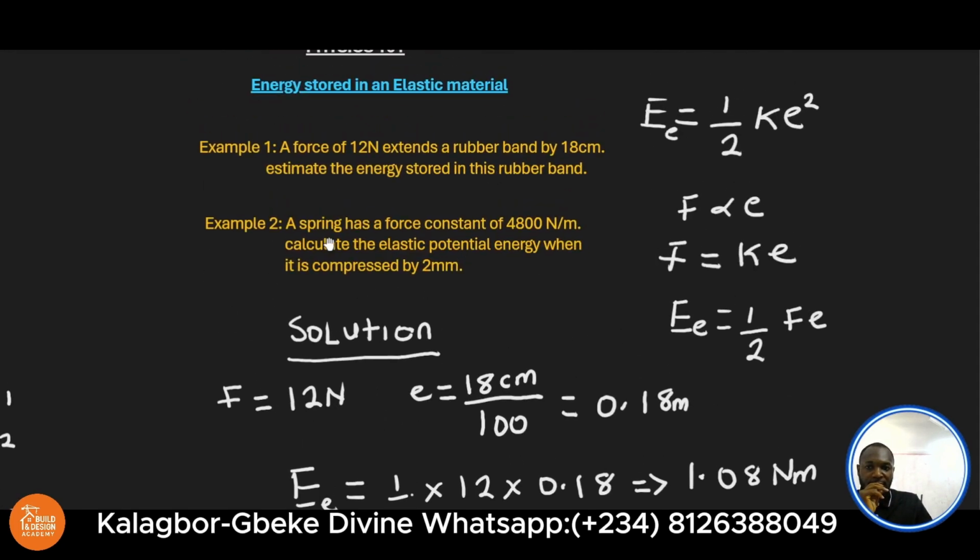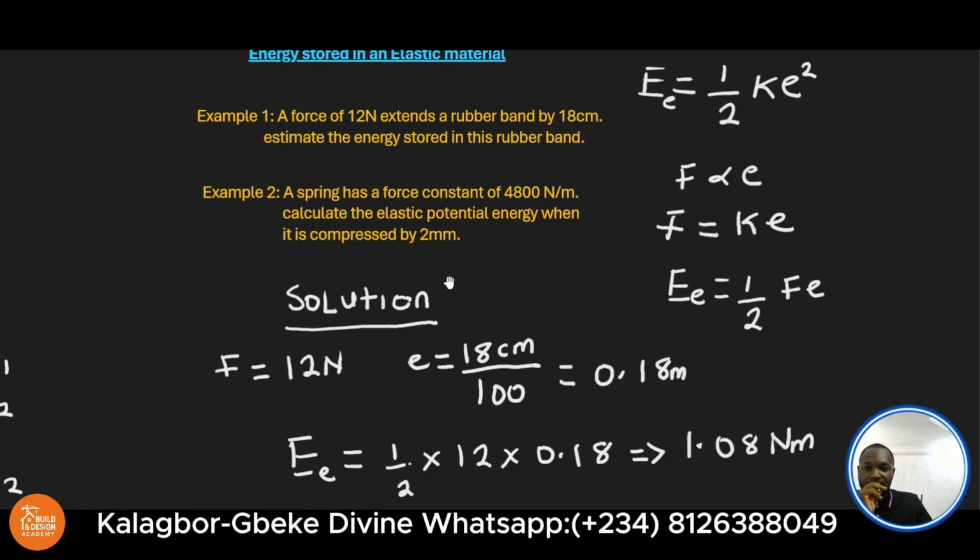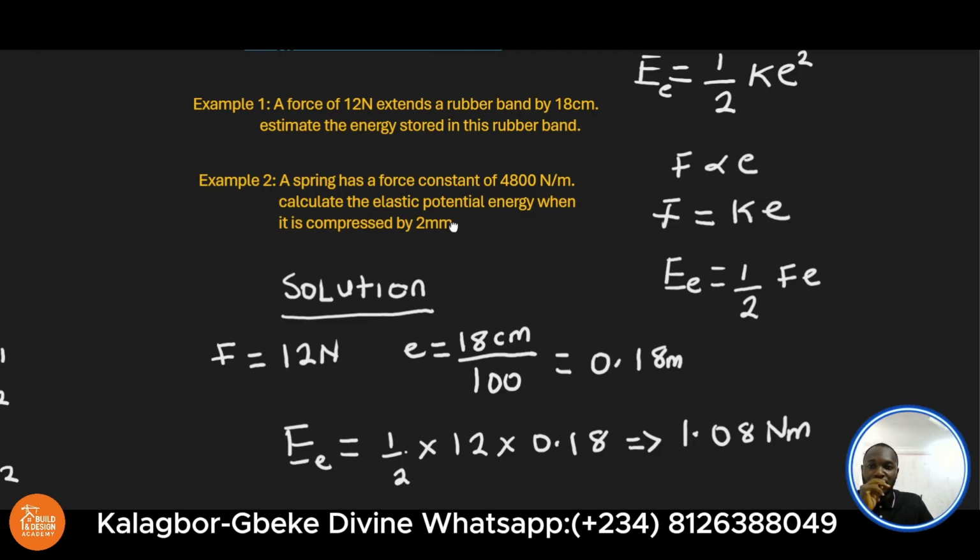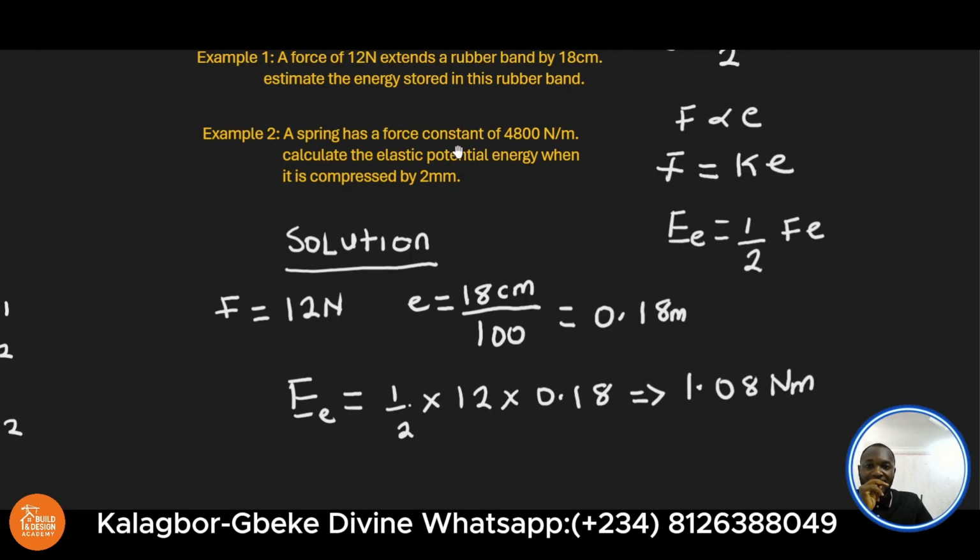For example number 2, they say the spring has a force constant of 4,800 Newton per meter, and they say we should calculate the elastic potential energy when it is compressed by 2 millimeter. So the first thing is to convert this 2 millimeter now to meter. So this 4,800 now is the constant. So they gave us the constant and they gave us the extension. They did not give us force this time.